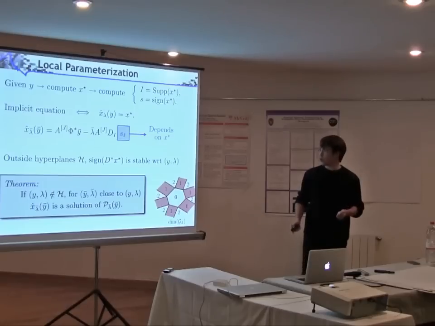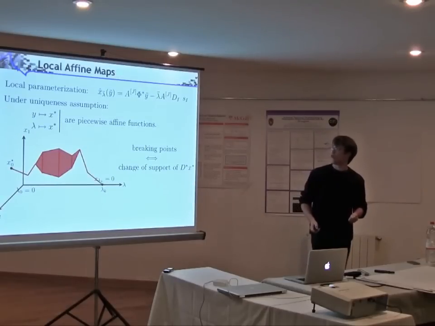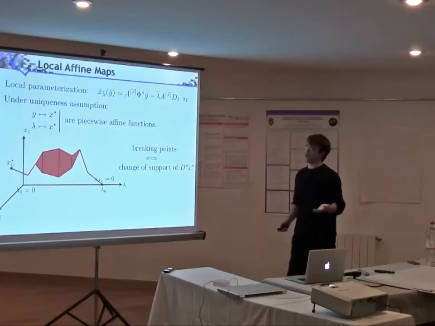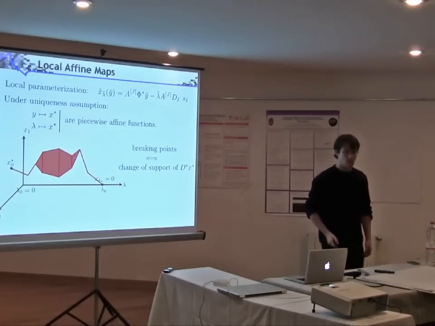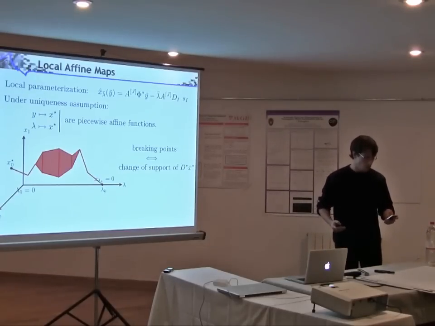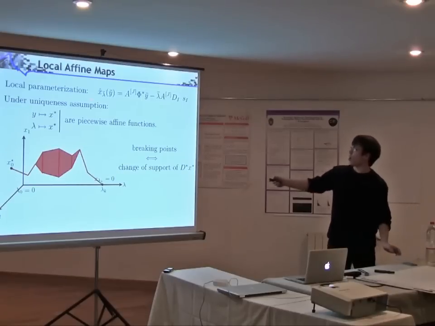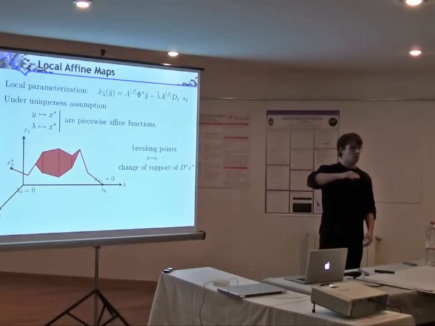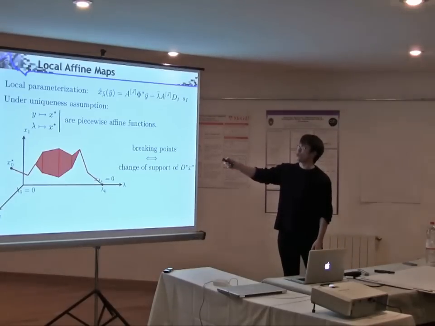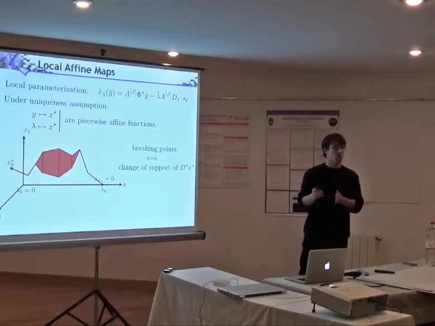So what does this tell you? It tells you something very intuitive: the solution of this analysis regularization is actually a piecewise affine mapping, piecewise affine in the parameter lambda. So as you move lambda, it will describe a piecewise, in fact, a polygonal path, and also piecewise affine with respect to the observation. And it's piecewise because sometimes you have a break when you change of support.